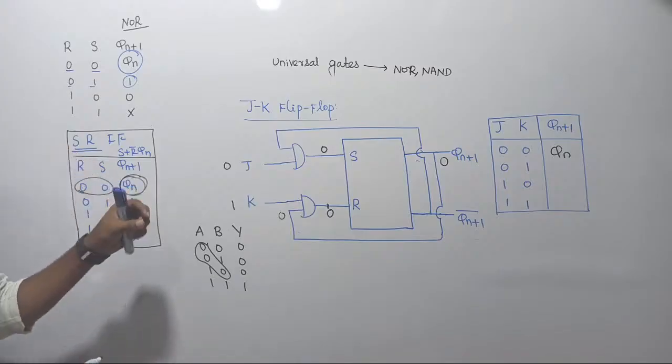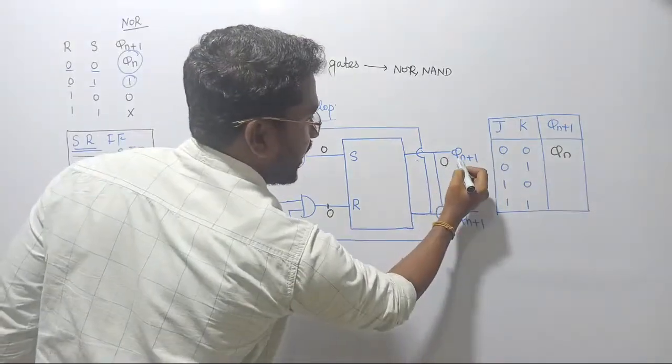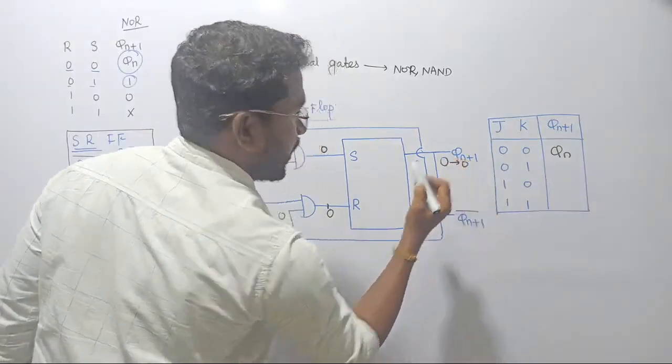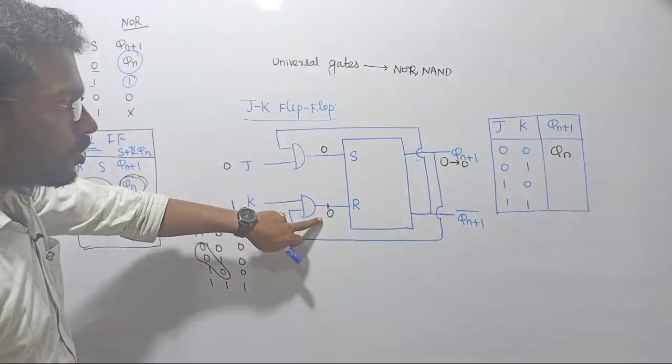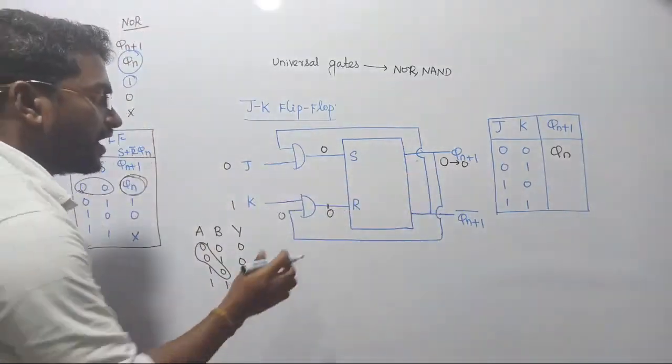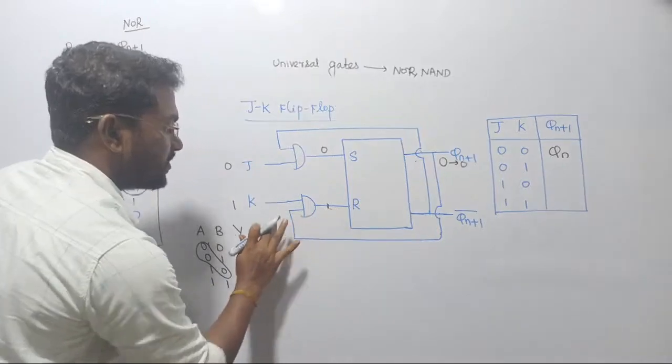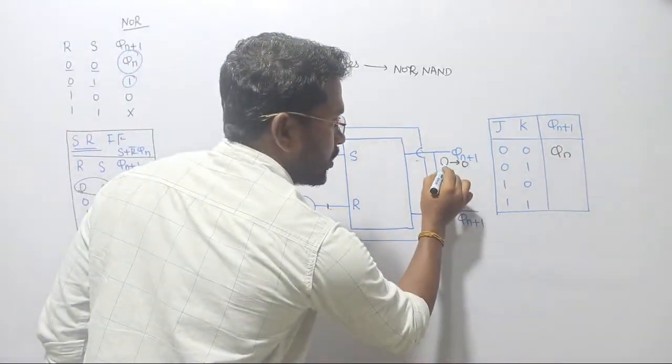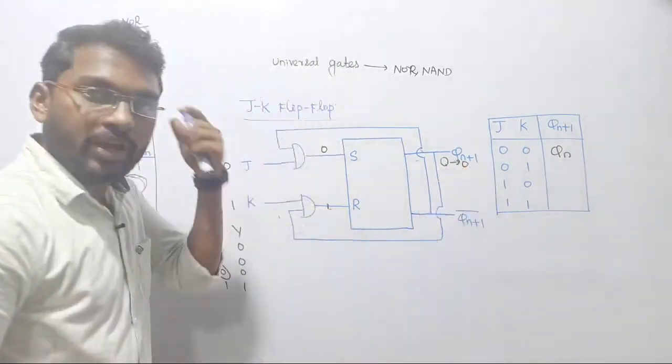Qn is the hold state. What did you consider before this? 0. The same state will be repeated once again. If your inputs are 0, 0, the previous state will be repeated again. That is the meaning of this. Suppose, let us consider the second state. See there, I was assuming 0, and I am getting what? The next state also becomes 0.